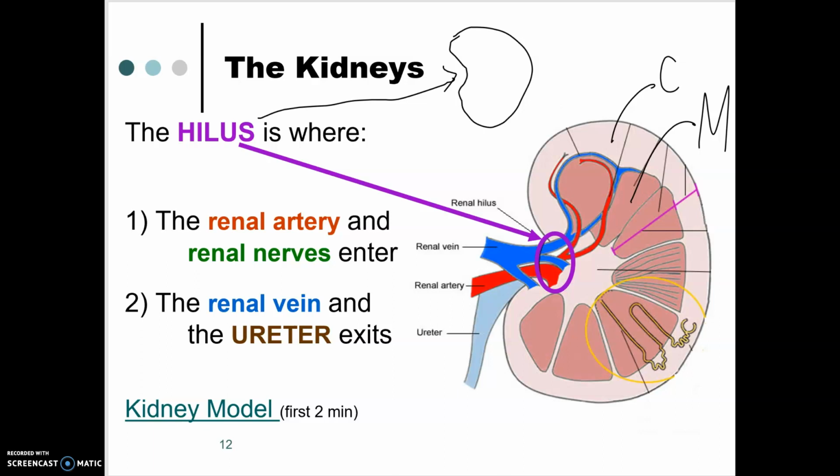At the hilus, this is where we're going to find 3 different structures. We're going to find the renal artery, which brings oxygenated blood into the kidneys to be processed or filtered. We're going to have the renal vein, which takes the blood that's been processed or filtered back to the heart so that it can get oxygenated and travel throughout the body. And we're also going to have the ureter. The ureter is going to be the structure that takes the urine, which is formed in the kidney, and carries it down to the bladder for storage. So those are the three main structures we're going to find at the hilus.